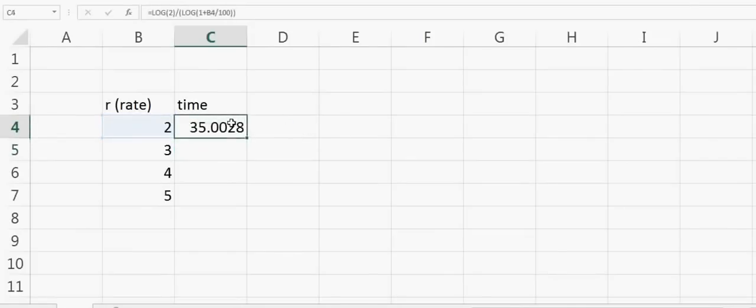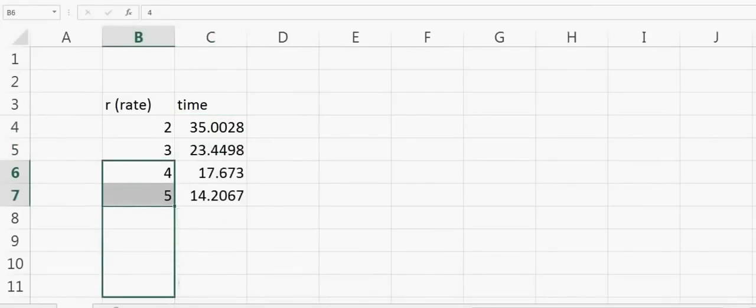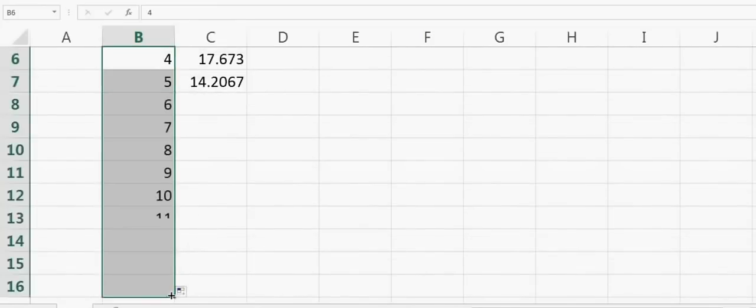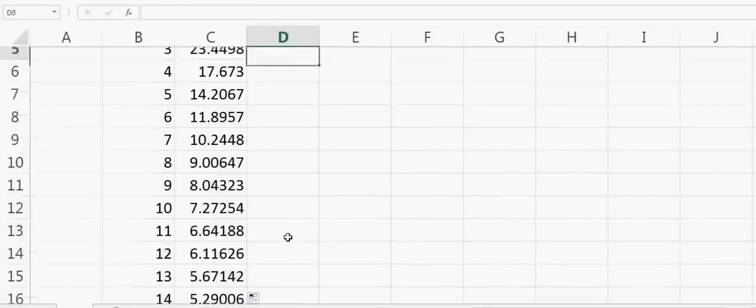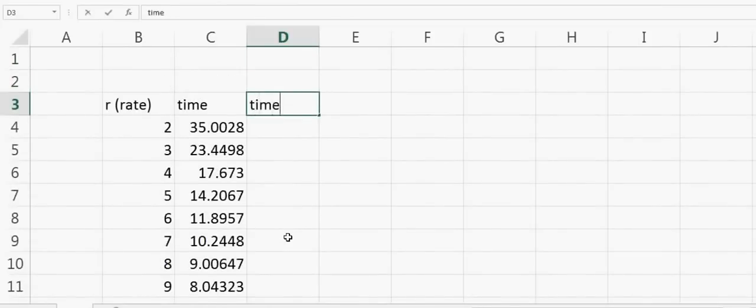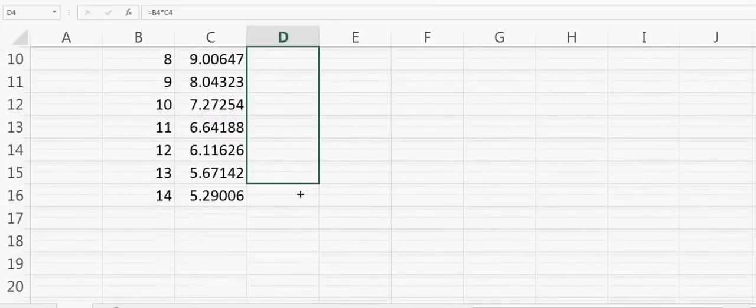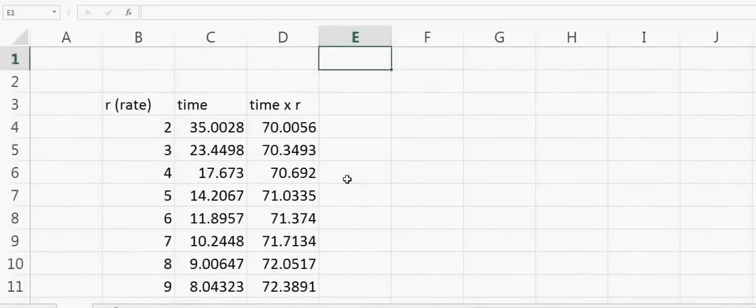So it says 35 years, right? So we can keep doing this, and we can also generate a table for all the r's and these numbers, right? So now if you look here, then if you multiply time with r, that will be equal to 2 into 35, so that is 70.0056. So this is very close to 72. So if you keep doing this, you will see that all the numbers are close to 72.